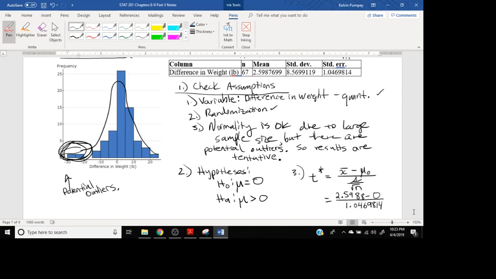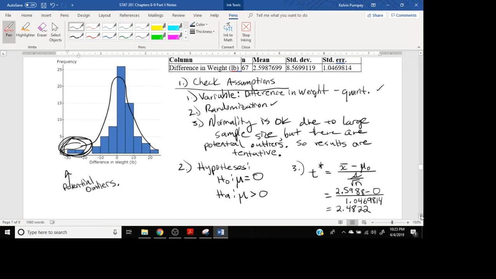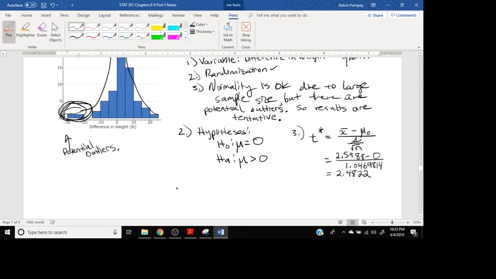And I get approximately 2.4822, and then I'm going to round it to 4 decimal places. Okay, and so this is my test statistic. Now we can go to step 4.